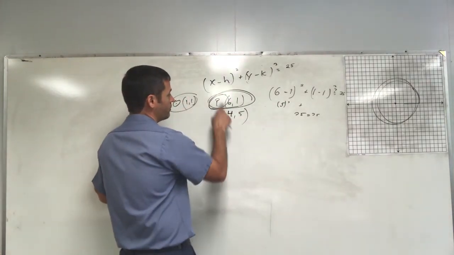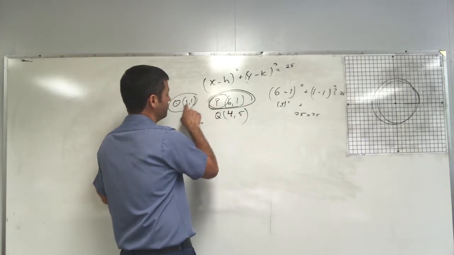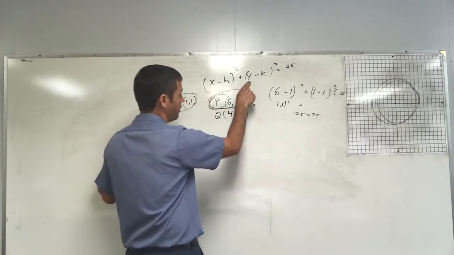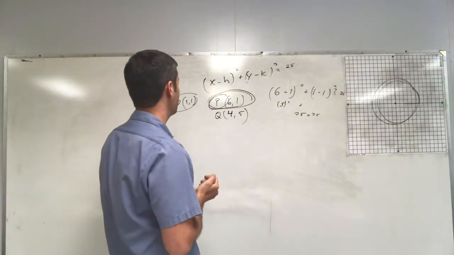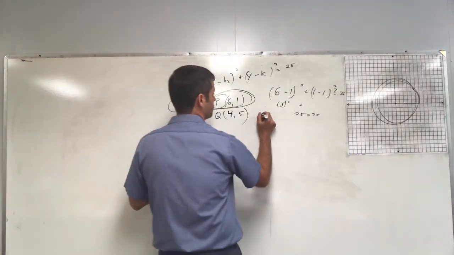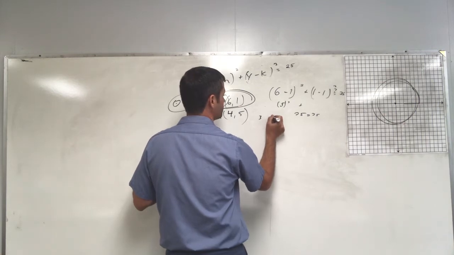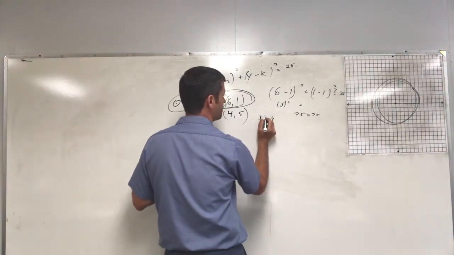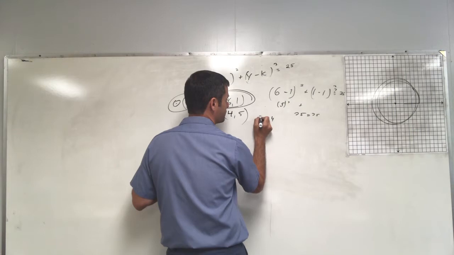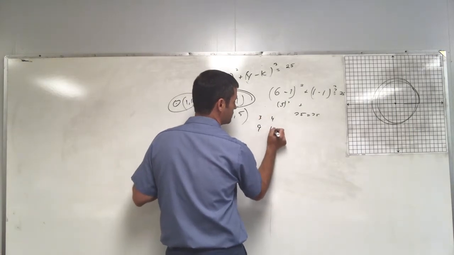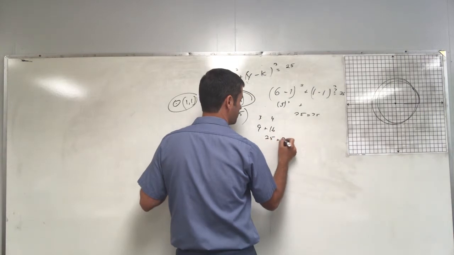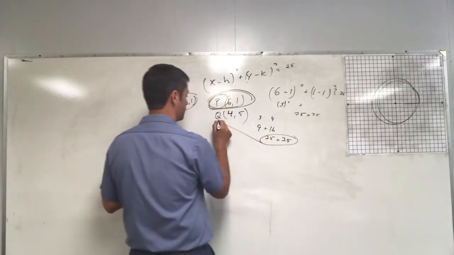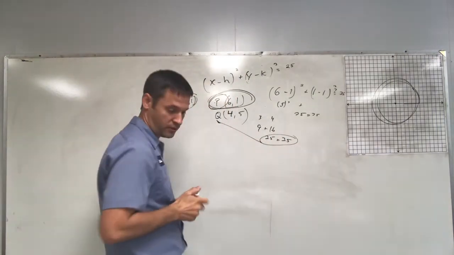You're taking 4 for the x and subtracting the 1 off, and you're taking 5 for the y and subtracting the 1 off. And 4 minus 1 is 3, and 5 minus 1 is 4. Is that right? Yes, it is, because 3, 4, 5. So 3 squared is 9, 4 squared is 16. 16 plus 9 equals 25. So it works for Q and it works for P. That's what they're asking to do.